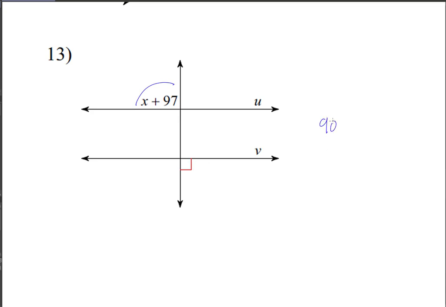So basically, I can set 90 equal to x plus 97. I can subtract 97 from both sides, right? So that's going to give me that x has to equal -7, okay? So x equals -7.